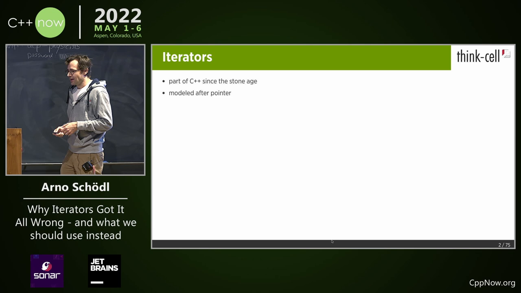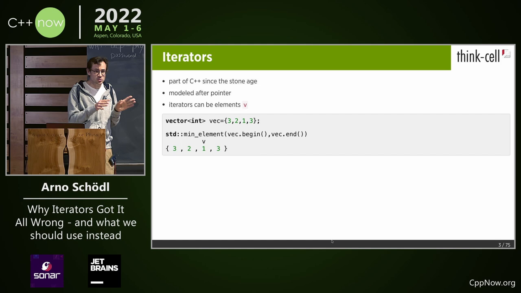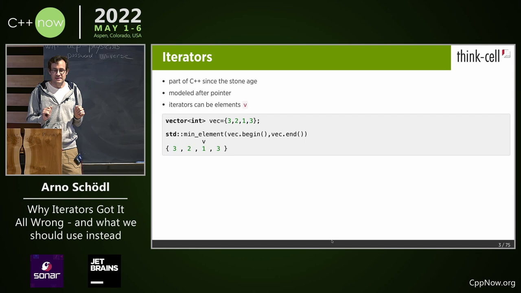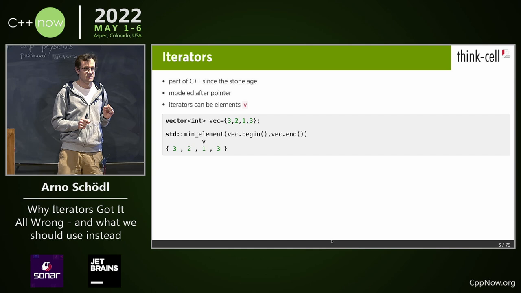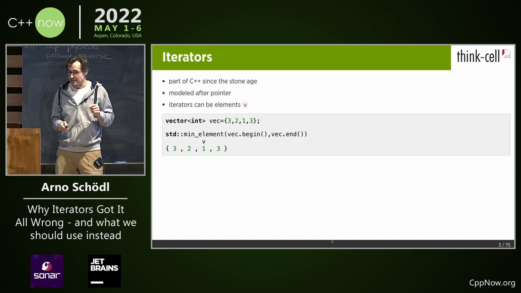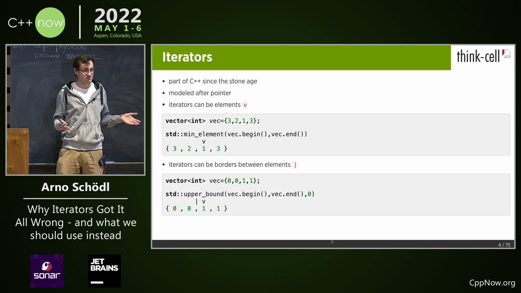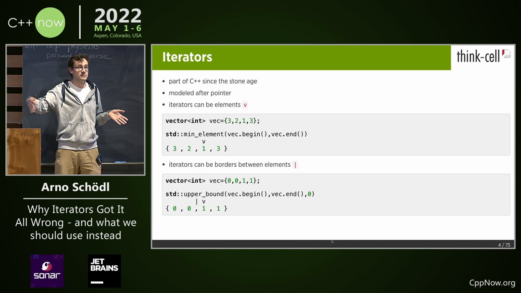Now, what's interesting is that iterators can really be two different things. You have a vector, and you do a min element. It's pretty clear this min element says something about an element in the vector. So one of these elements is the minimum. Now, in contrast, there's talking about borders between elements. So upper bound says something about, OK, this is the end of the range of zeros, and now something else starts. And this is a border we're talking about.